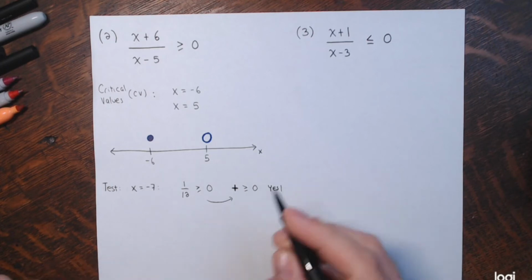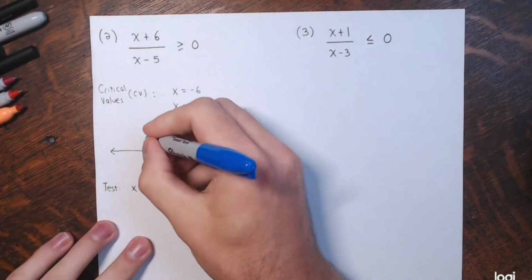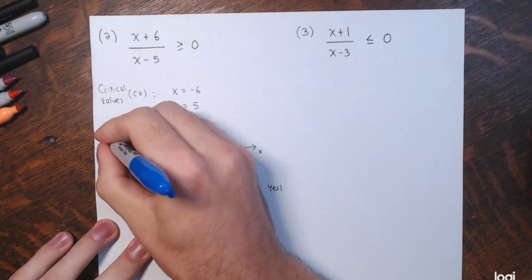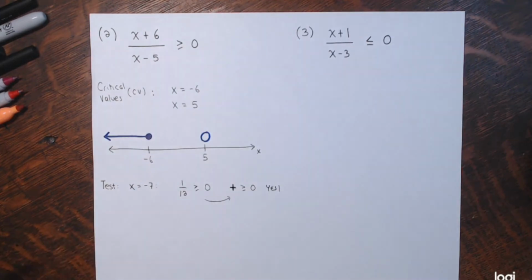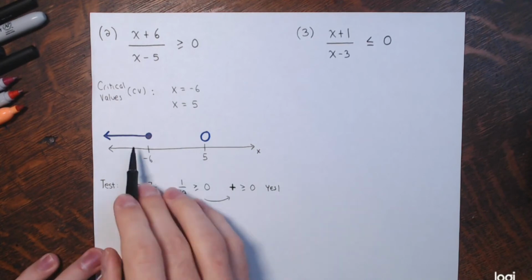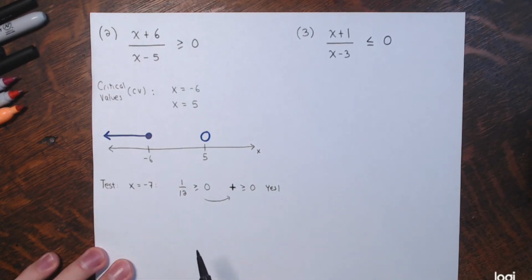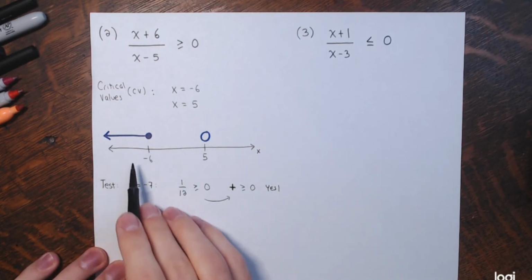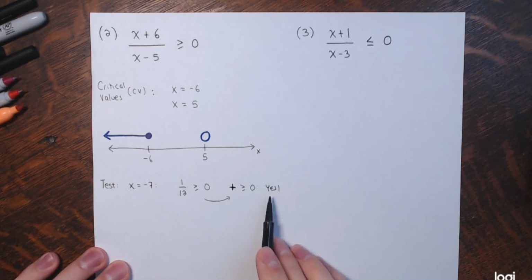All right, so these are solutions. These numbers to the left of -6. All right. And I'll write the interval for that later. So the numbers to the left of -6 work.